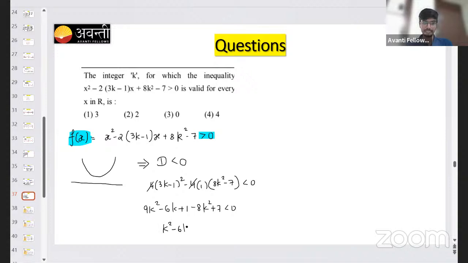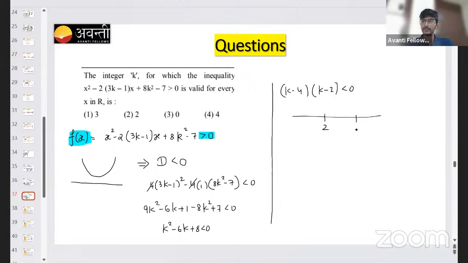Let's simplify. So k square minus 6k plus 8 less than 0. 8 चाहिए ना? What are the factors? 4 twos are 8. So (k minus 4) and (k minus 2) is less than 0. Let's plot the critical points. Less than चाहिए मतलब ये वाला area. That means k belongs to (2, 4).